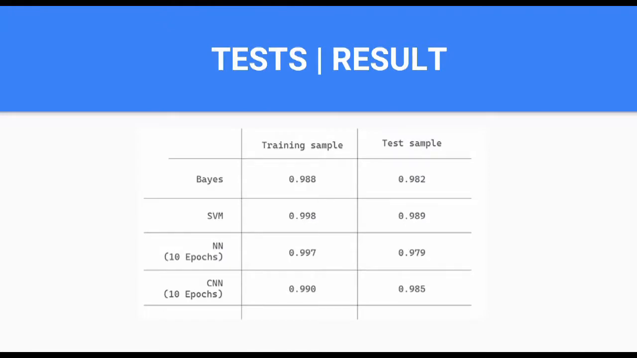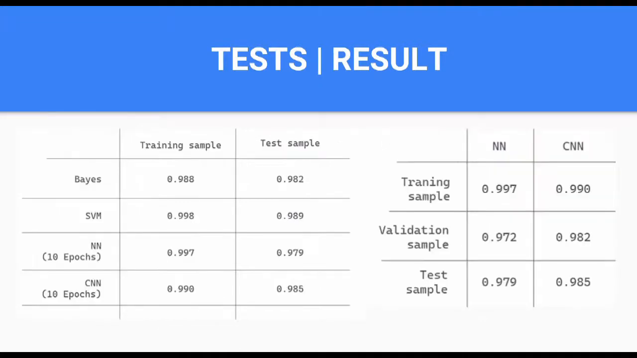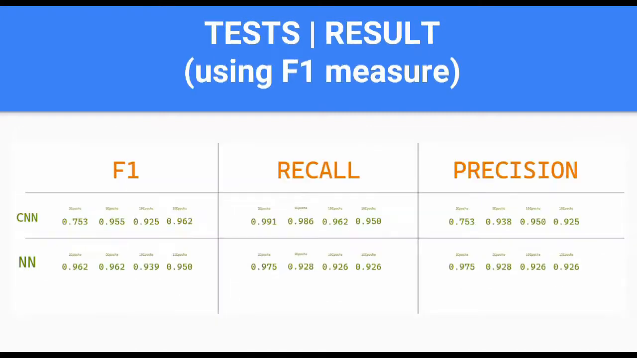Here you can see the results of the test on training and test samples. As you can notice, the best is SVM with 98.9% accuracy of spam recognition. Here you can see the comparison of two neural networks on different samples. As shown on the test sample, the CNN is 0.6% better than the NN.